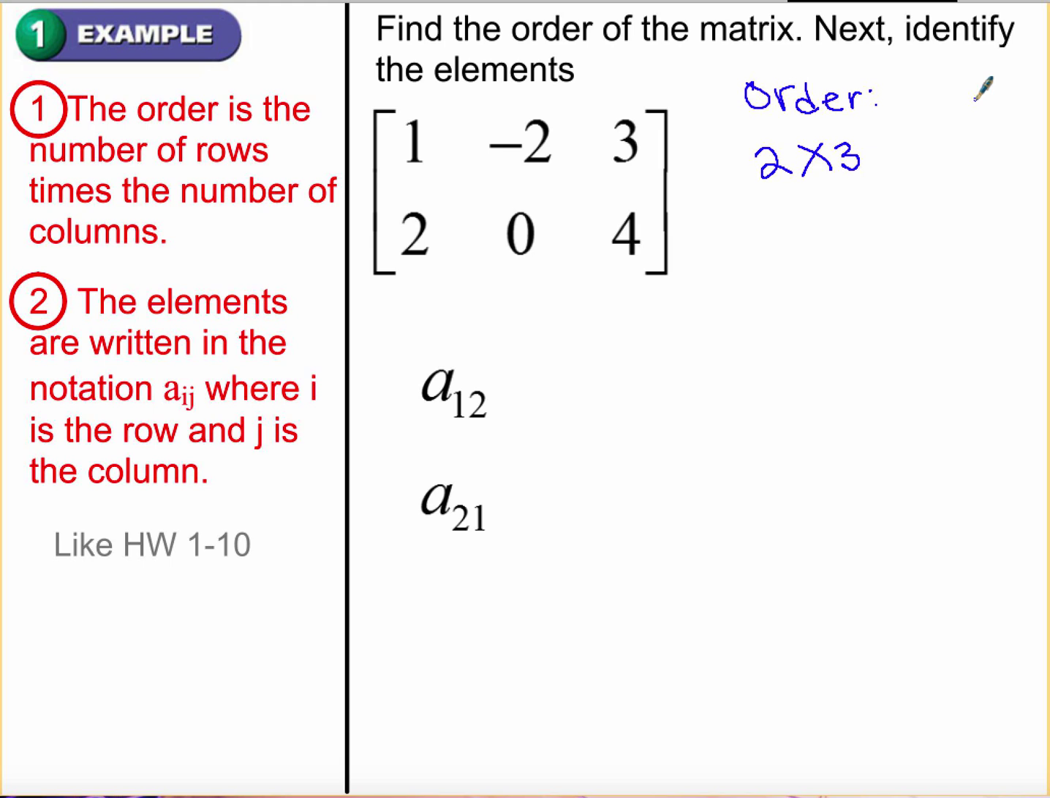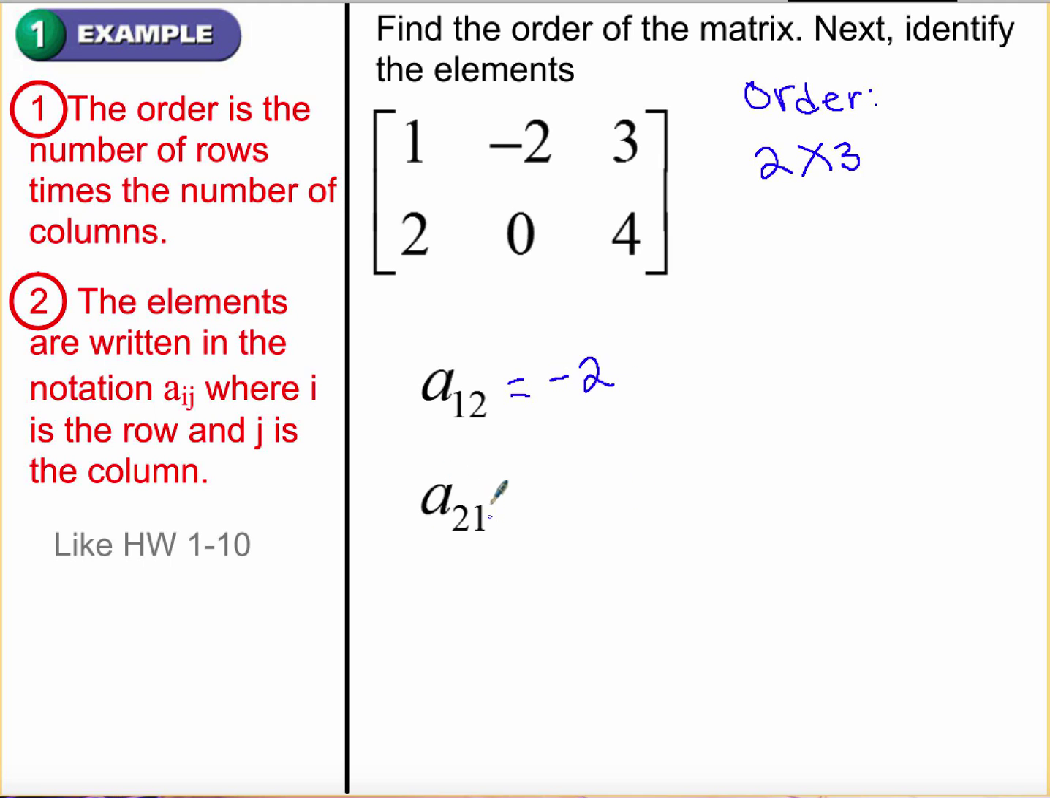All right, so let's go on and identify some of these elements. Here I've got A sub 1, 2. So this is telling me to find the number that's in row 1, column 2. The first number is always going to tell you which row it's in, and the second number will always tell you what column it's in. So A sub 1, 2 is the piece that's in row 1, column 2. Here I am in row 1, and column 2 is this column. So it looks like it must be -2.